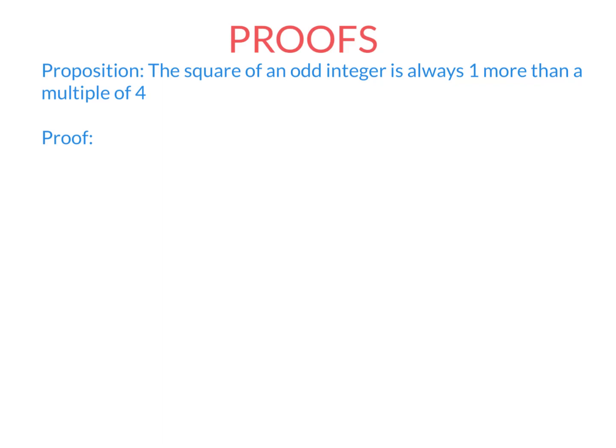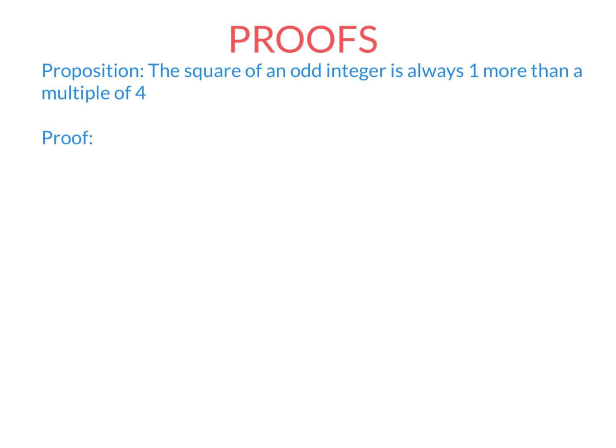Thank you so much for tuning into this video in which we will look at proofs. One of the things I love about mathematics is it's the only subject in which you can prove something definitively. So let's look at an example of this. We're going to prove that the square of an odd integer is always one more than a multiple of 4.